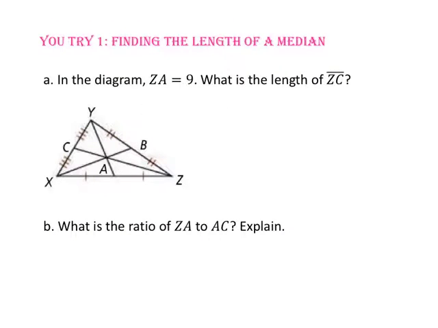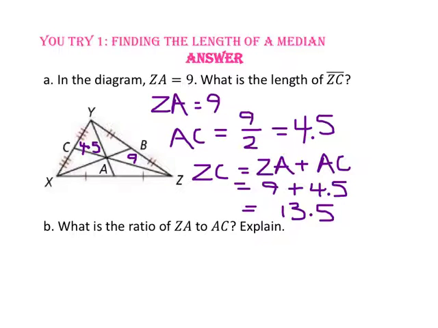Pause the video and do your try number 1. In the diagram, the length of segment ZA is 9. What is the length of segment ZC? Well, we know that the length of segment ZA is 2/3 of the length of segment ZC. So the length of AC is half of 9. Since the length of segment ZC is the length of segment ZA plus the length of segment AC, then we know that the length of segment ZC is 9 plus 4.5, or 13.5.